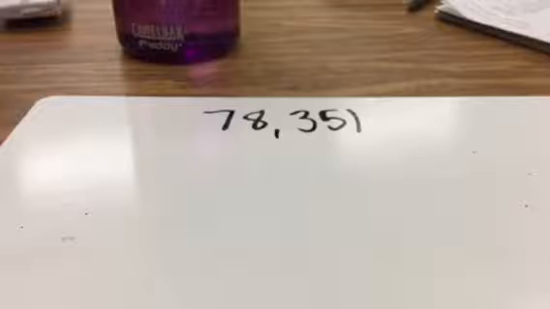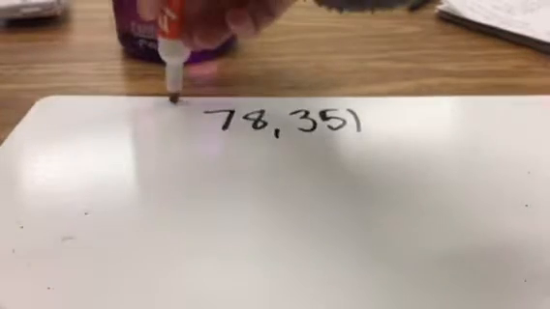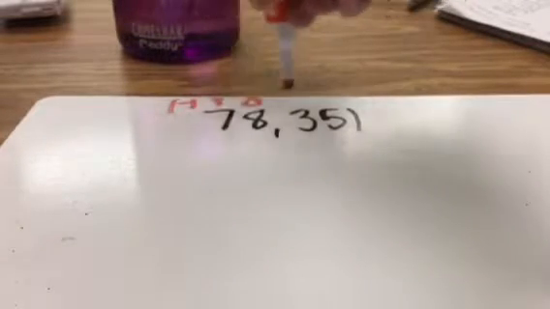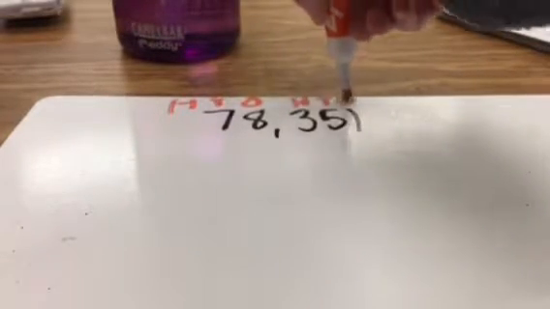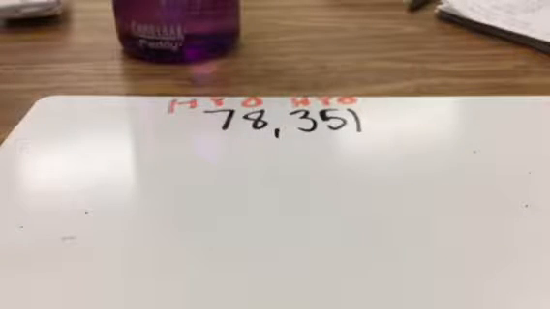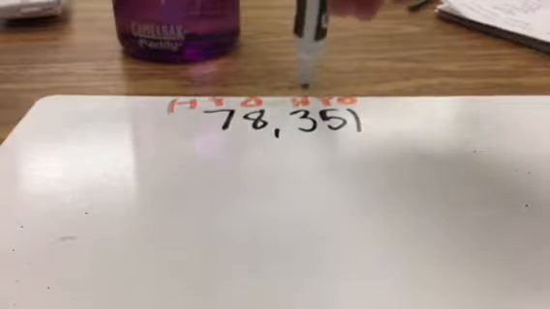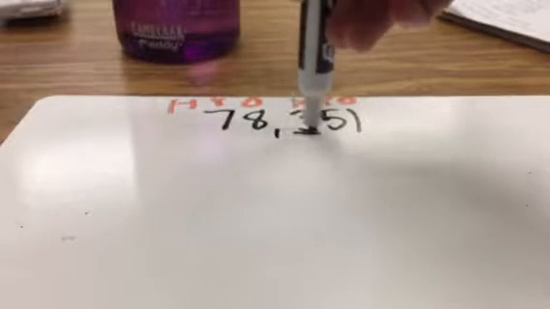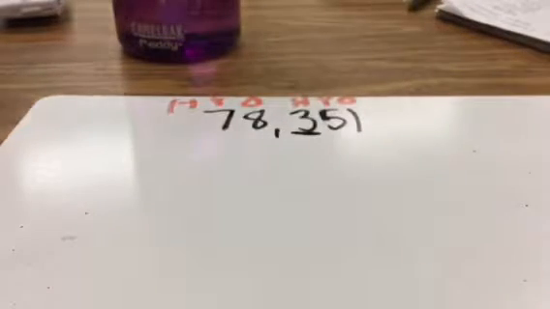78,351. I want to identify what digit is in the hundreds place. If I'm not sure, I'm going to put my HTO above to figure out which one is the hundreds place. Now not hundred thousands, but hundreds. So I see H, so my digit in my hundreds place is 3.